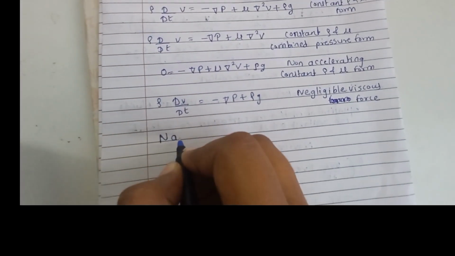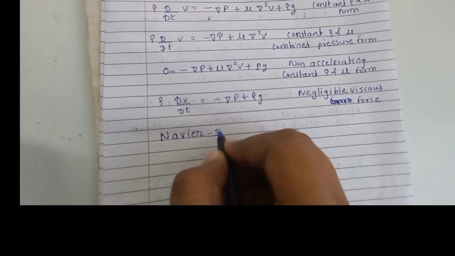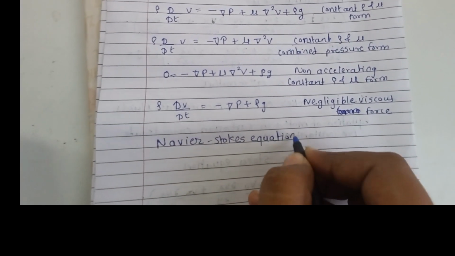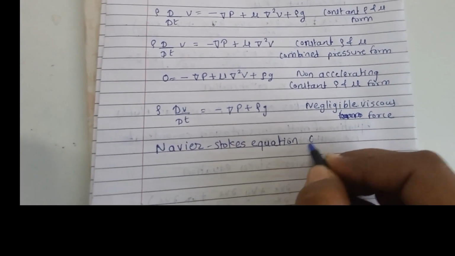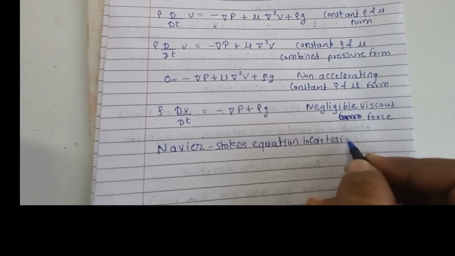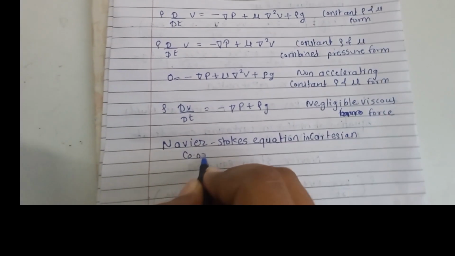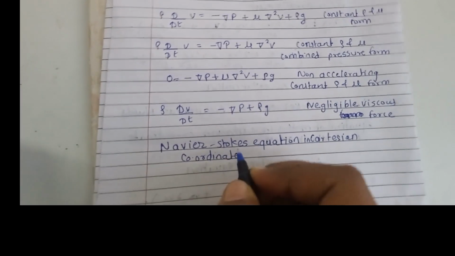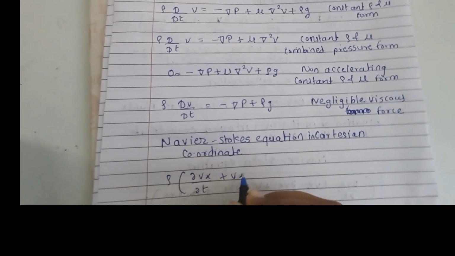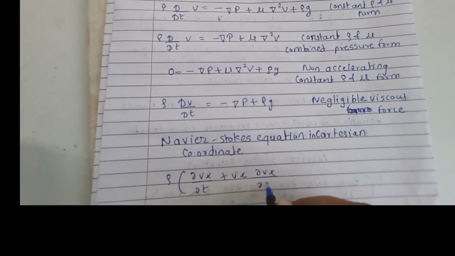Cartesian coordinate, that is the x equation of motion, the y equation of motion, and the z equation of motion. Similarly, we can write it for the cylindrical coordinate system and for the spherical coordinate system. Further, we can apply Newton's law of viscosity, generalize the terms, and write the Navier-Stokes equation.